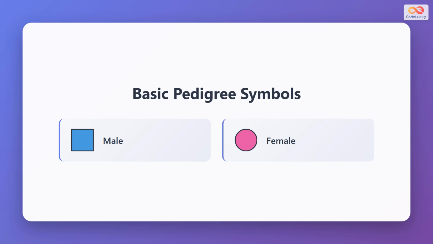Pedigrees use standardized symbols to represent different family members. A square represents a male individual, while a circle represents a female individual. These simple shapes form the foundation of every pedigree chart. By using these consistent symbols, scientists around the world can easily read and understand pedigrees regardless of language barriers.